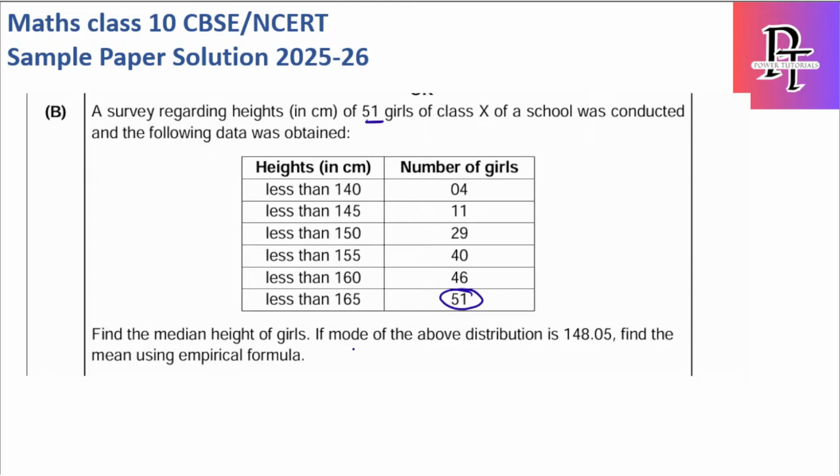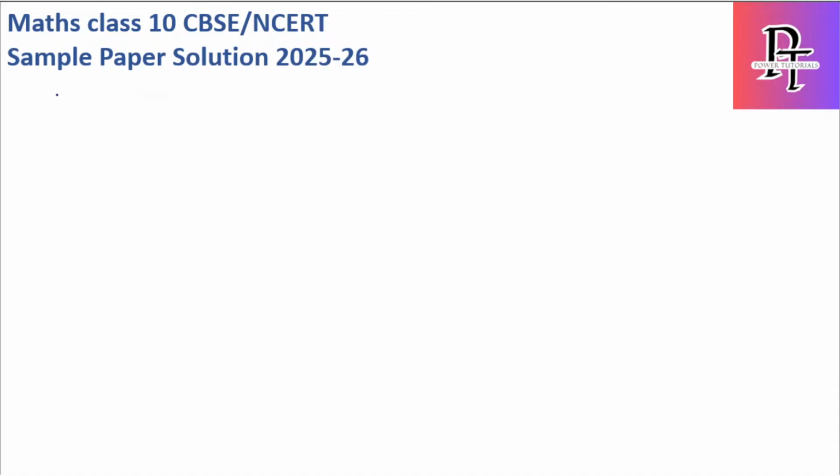Find the median of the heights of the girls. If the mode is provided, then we can also find the mean using the empirical formula. What is the empirical formula? Mode is equal to 3 median minus 2 mean. Using this you can find the value of the mean as well, because the mode value is provided, but first we need to get the value of the median. For that we have to draw the table.